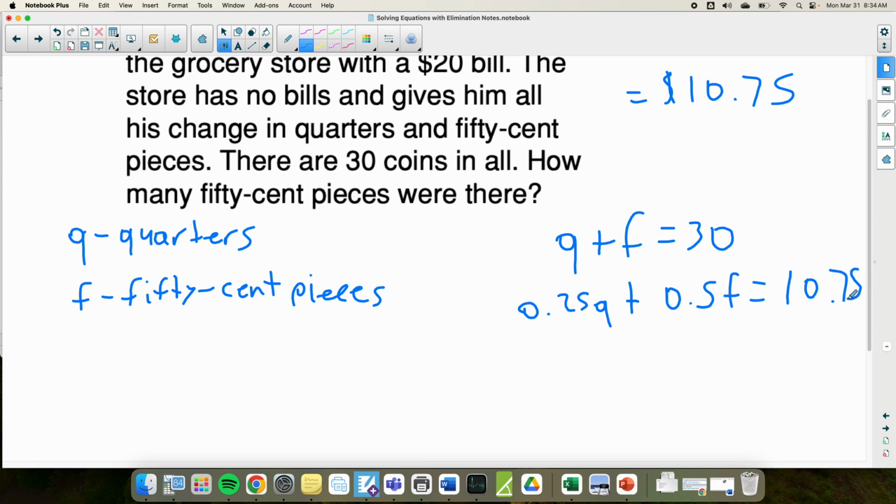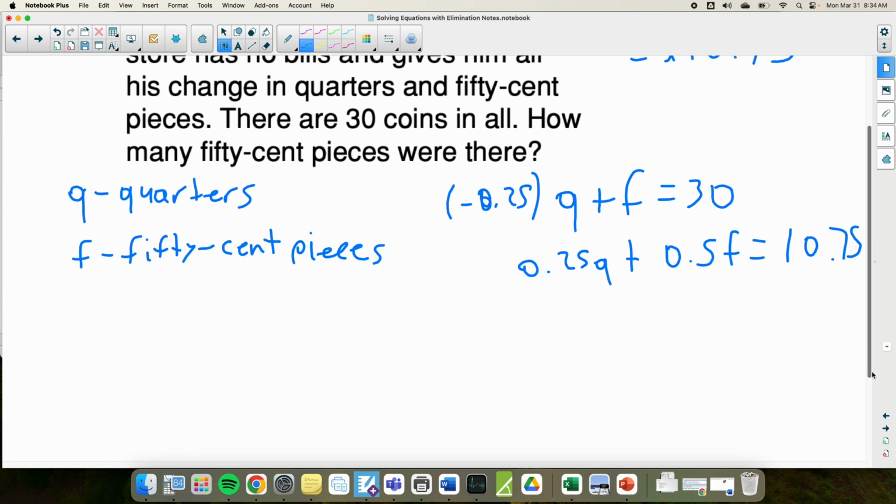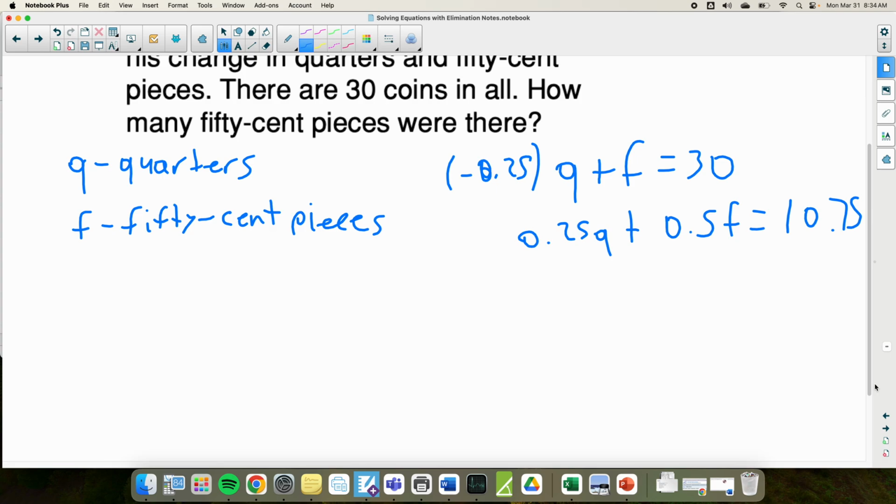So now, you can multiply the top equation by negative 0.25. So now you have negative 0.25 Q minus 0.25 F equals negative 7.5. And then the bottom equation stays the same.